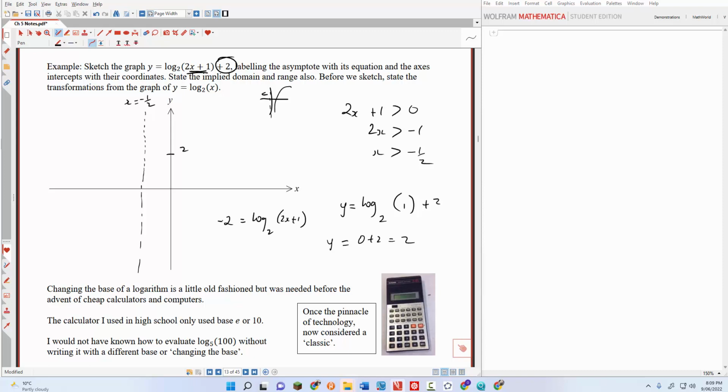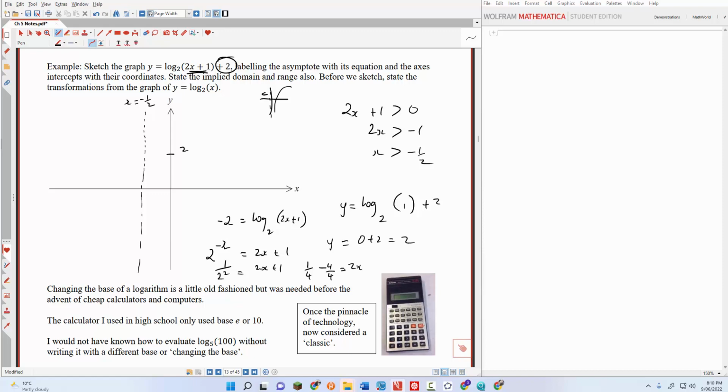So what I've done is set y to 0 and then subtract 2 from both sides. The next move is to switch to exponential form. So 2 to the negative 2 equals 2x plus 1. Now 2 to the negative 2 is 1 over 2 to the 2, which equals 2x plus 1. That's going to be, running out of room here, a quarter take away 4 over 4 equals 2x.